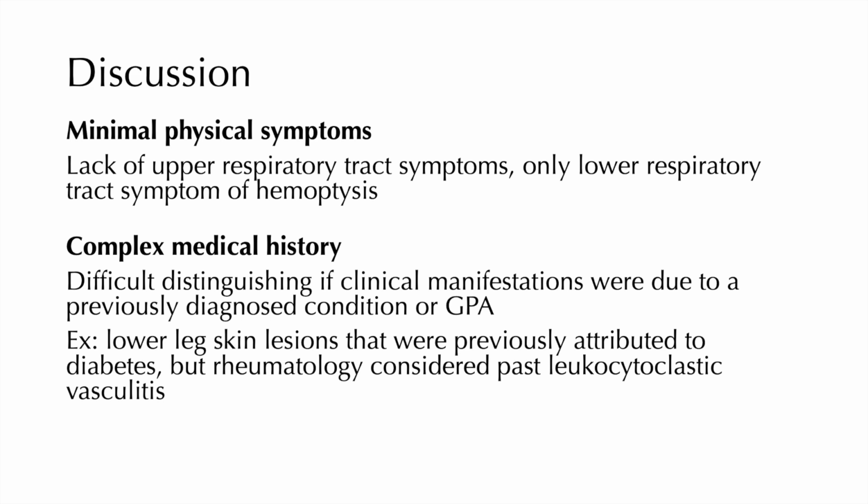The only lower respiratory tract symptom was hemoptysis, which led the nephrologist to request a chest CT. The CT showed a right upper lung pulmonary nodule and right lung ground glass opacities consistent with GPA. Renal involvement was indicated by the glomerulonephritis.